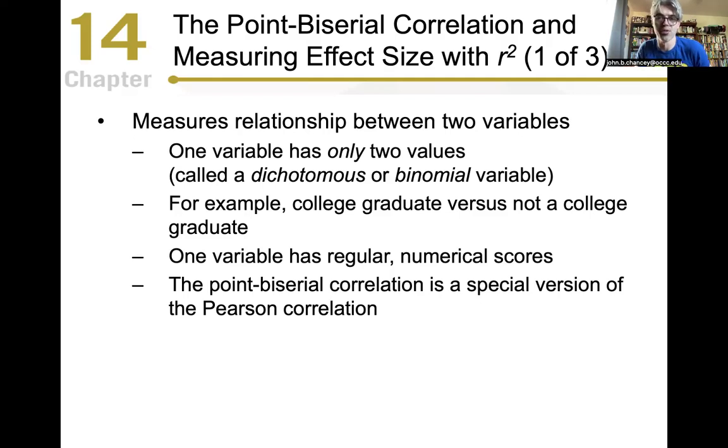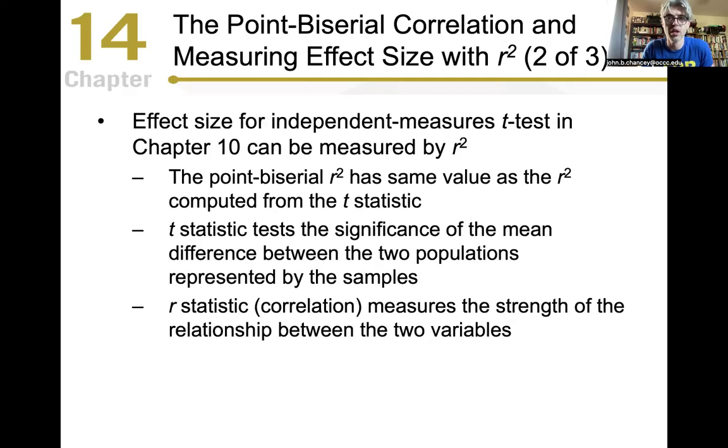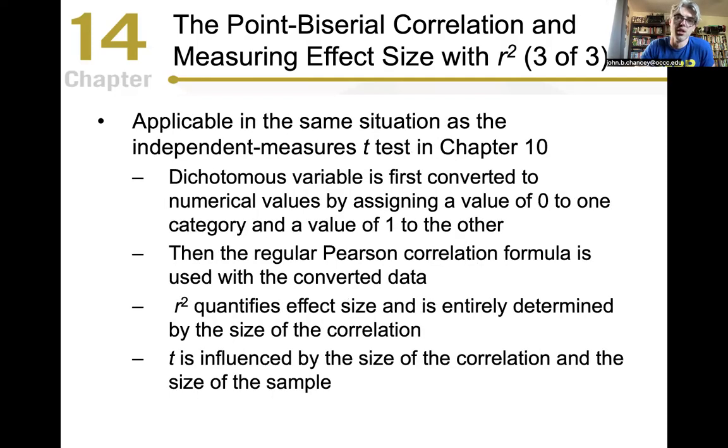One variable then has regular numerical scores, and the point biserial correlation is a special version of Pearson's. For the effect size we used with the t-test in chapter 10, R squared, point biserial has the same value as the R squared computed from our t-statistic. That tells us about the significant mean difference between our two populations from the samples, and our R statistic measures the strength of the relationship between those two variables.